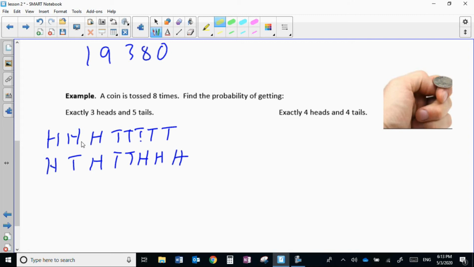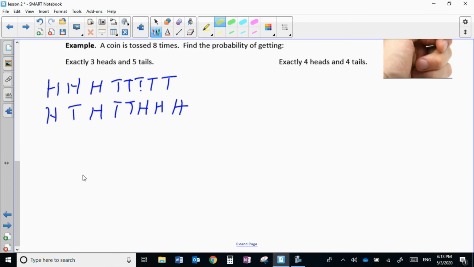Well, how many total outcomes are there when you toss a coin 8 times? Well, our total outcomes would be something like 8 factorial.